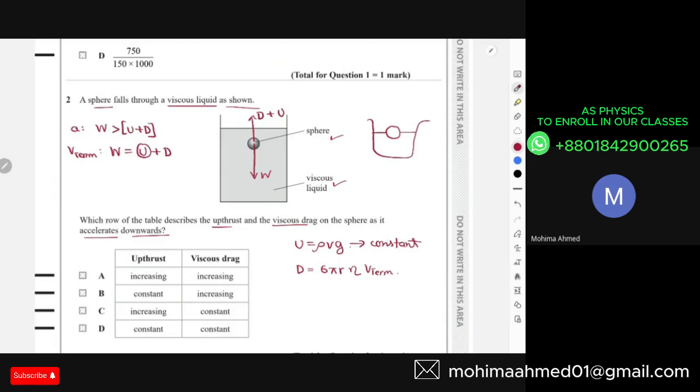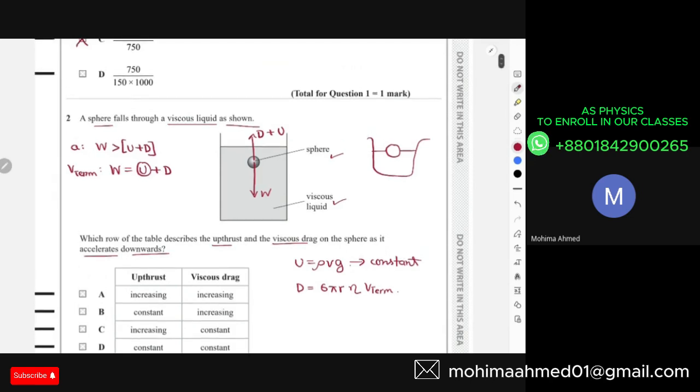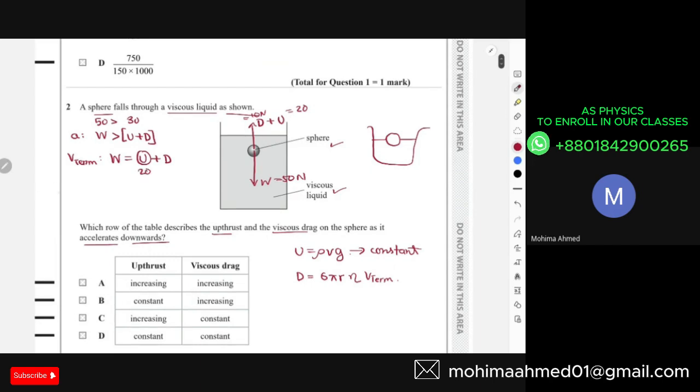If upthrust is constant, then if I give you random values, I think that will be easier to work with. Maybe at this point when it was accelerating downward, weight was 50 Newton, upthrust was 20 Newton, and drag is maybe 10 Newton. Right after this, what happens? We can understand that now we have 50 greater than 30 Newton, right? 20 plus 10 gives you 30. But after this, upthrust will remain as 20.